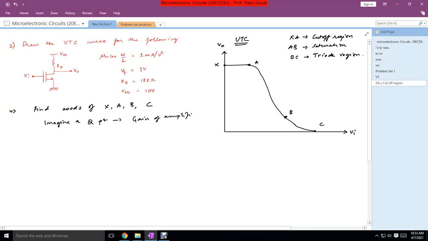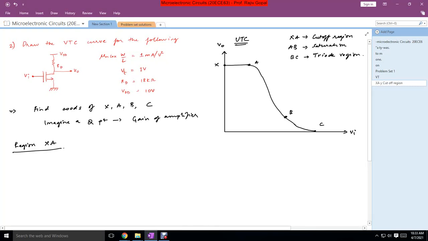So in this problem, the entire part where the amplifier is used as a switch, as well as where it is used as an amplifier, all those concepts will come into this. So first let us look at region XA, the cutoff region, right?